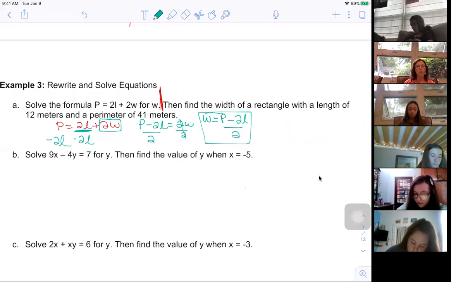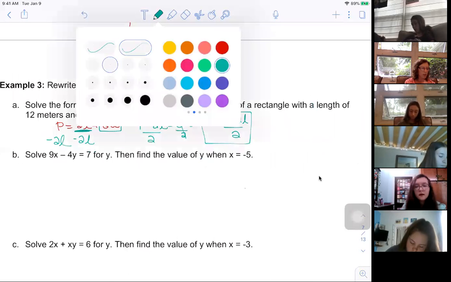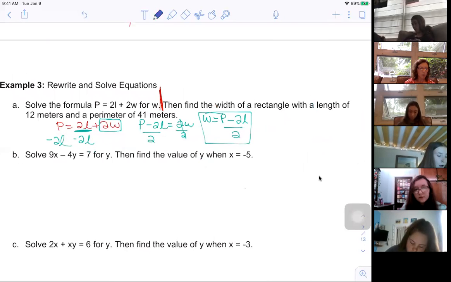The second question says, find the width of the rectangle if the length is 12 meters and the perimeter is 41. So how wide would this rectangle be? Well, perimeter is P, length is 12, and then I would divide that by 2.